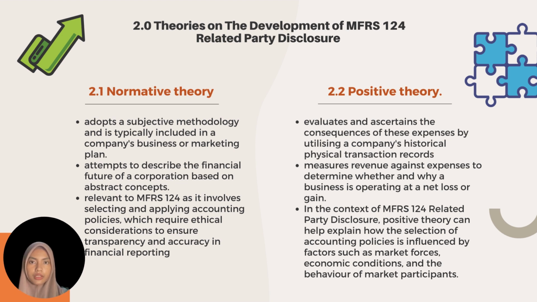Second is positive theory. Regarding data collection and bookkeeping, positive theory is most used objectively. It evaluates and ascertains the consequences of these expenses by utilizing a company's historical physical transaction records. It measures revenue against expenses to determine whether and why a business is operating at a net loss or gain. In the context of MFRS 124 Related Party Disclosure, positive theory can help explain how the selection of accounting policy is influenced by factors such as market forces, economic conditions, and the behavior of market participants.